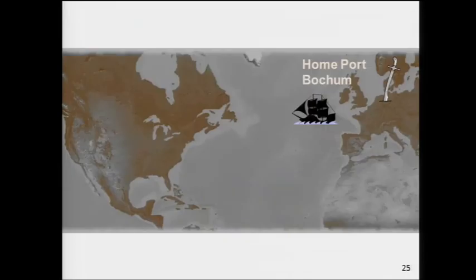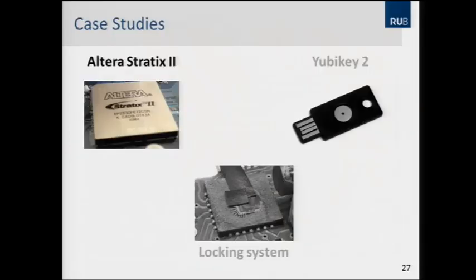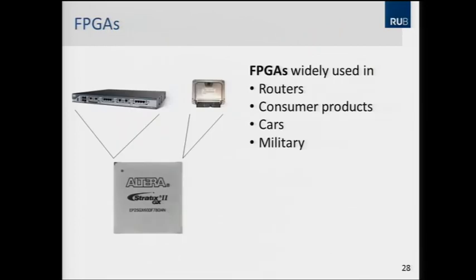We start in our home port of Bochum and go to the US. These are always the conference locations where this was presented. More precisely, to the FPGA 2013 conference in Monterey. And look at FPGAs. So FPGAs, as you know, are reconfigurable hardware devices, and they're used everywhere where you need high bandwidth or low latency, things like in routers, consumer products like set-top boxes, cars, and militaries.